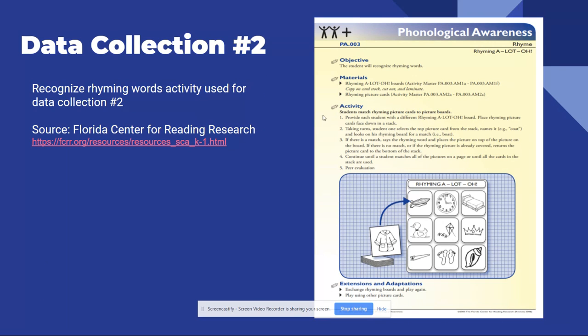So this is the activity that I got from the Florida Center for Reading Research. And right here you can see that it comes with some explicit instructions on how to give the activity. And this is what the board looked like, and these were the cards that I was given.